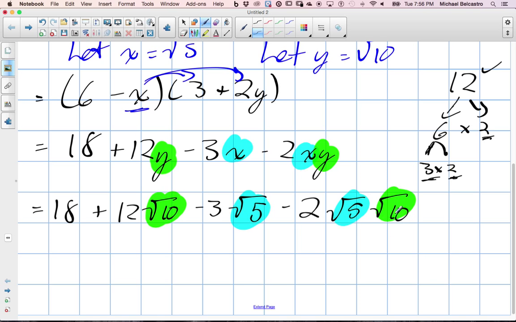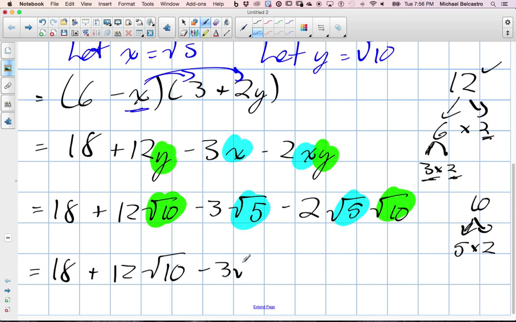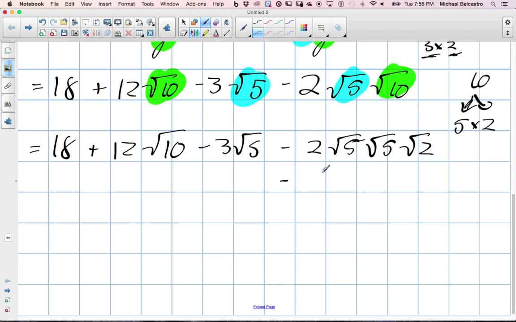We're going to do the same thing with our 10 and find the prime factors of 10. That's straightforward, there's really only 2 and 5. So let's split this into 2 and 5. So we get 18 plus 12 root 10 minus 3 root 5 minus 2 root 5 root 2. Now root 5 times root 5 would just be 5. So now we get 2 times 5 times root 2, which is just 10 root 2.